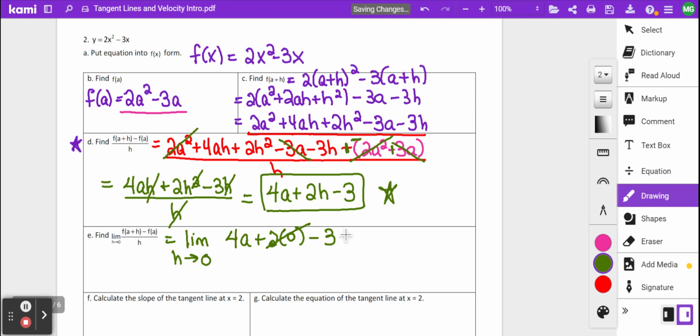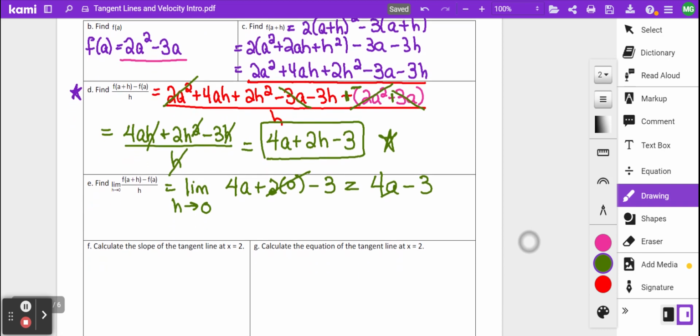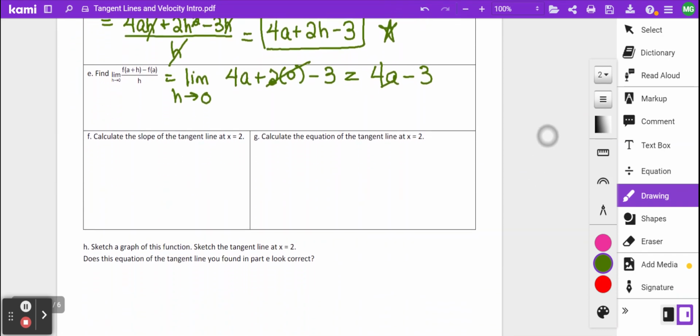Okay, my computer's glitching quite a bit here, but what we are left with is 4a minus 3. Oh, this is terrible. Okay, so what I'd like for you to do, now that we have that, go ahead and try the next few sections.